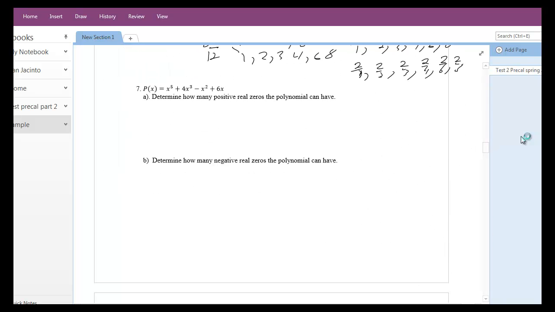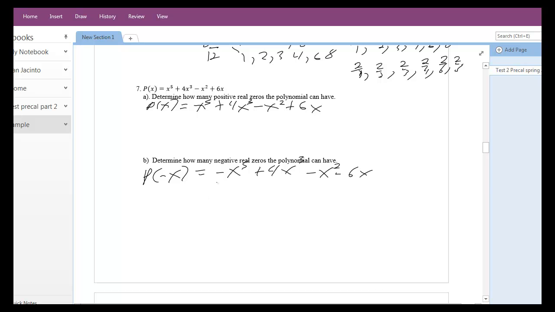Next question. Determine how many positive real zeros. Anytime you see determine how many positive zeros, we know we have P of x equals x to the 5th plus 4x cubed minus x squared plus 6x. Negative says you substitute P of minus x, which says you change the sign on the odd exponents. Minus x squared minus 6x. Count your sign changes. 1, 2 sign changes. Here we're going to have 1, 2 sign changes.